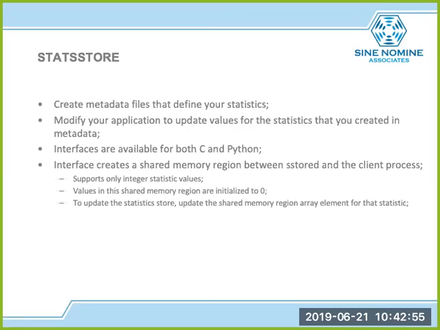So if you have an application and you want to make sure that the admin is going to be able to access stats from your application through StatsStore, you have to create a metadata file, which is nothing more than a JSON file, defining the statistics of your application. So StatsStore uses this metadata file to know the layout of that shared memory that I was talking about. For example, StatsStore needs to know how many 64-bit counters we have on that memory, what's the name of each counter, and so on and so forth. And of course, your application will have to call one of the functions from the StatsStore library to create that shared memory.